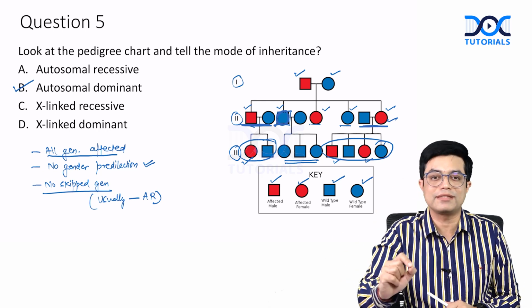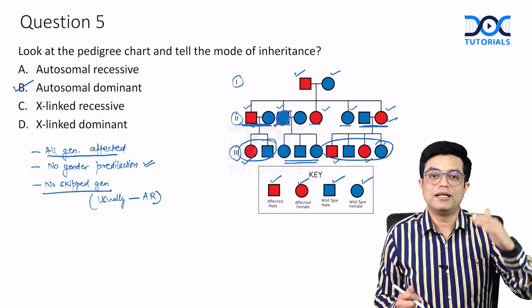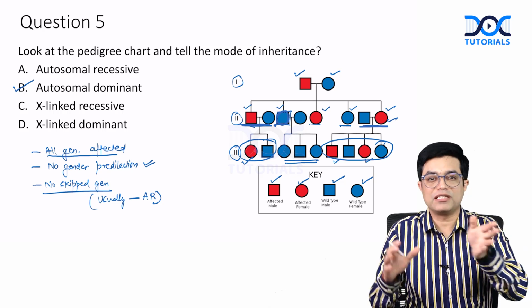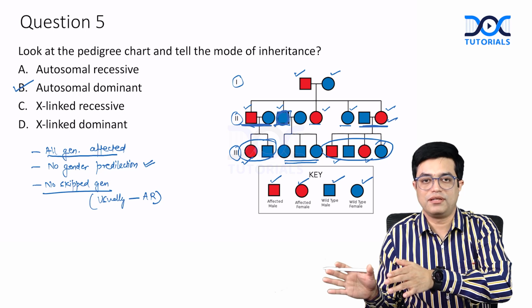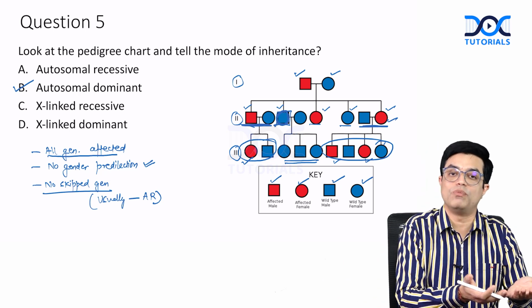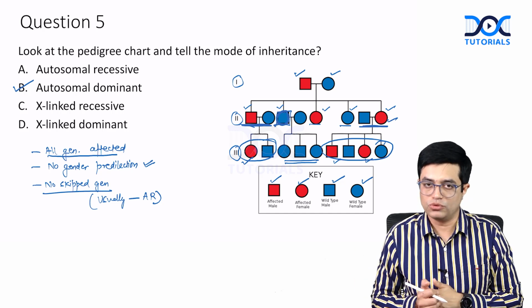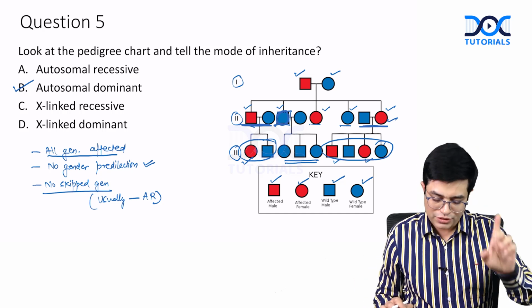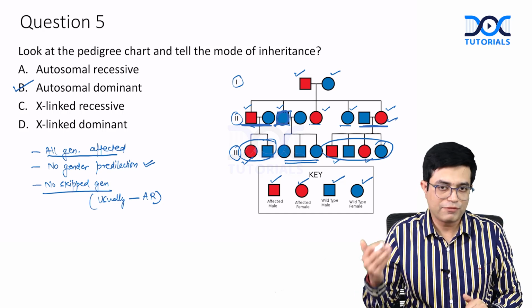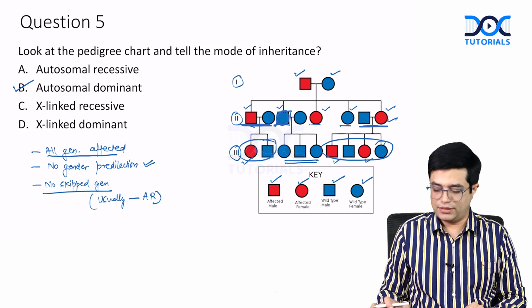Remember that X-linked recessive will be transmitted by the mother to all the sons, and the maternal uncles will also be affected, right? For more details, obviously, you will have to go through the videos to understand them. Question number 5 was a tough one from the FMG point of view. Autosomal dominant is the answer.